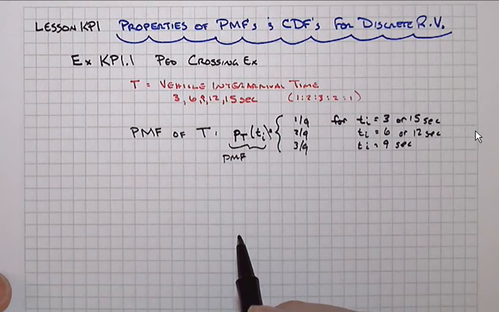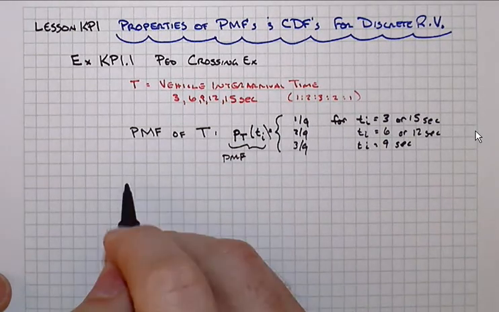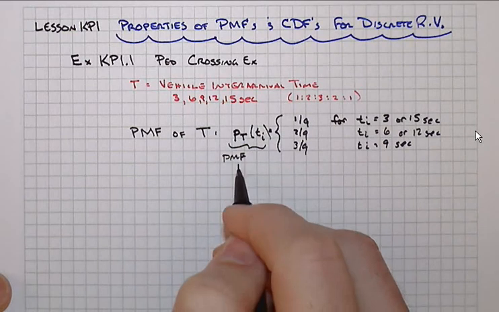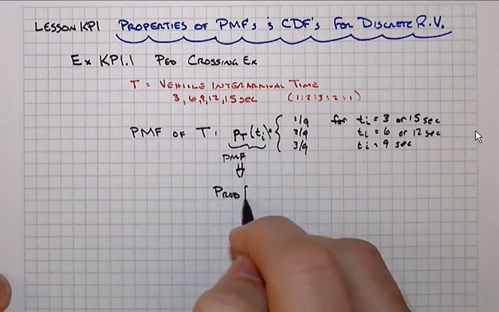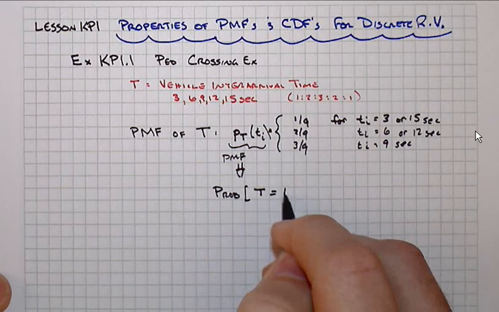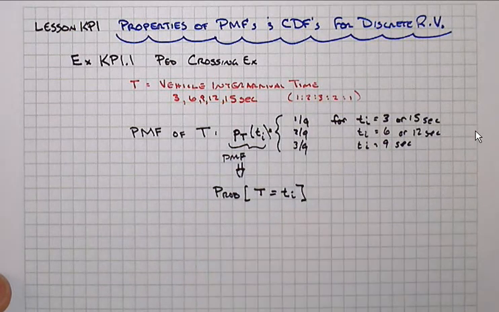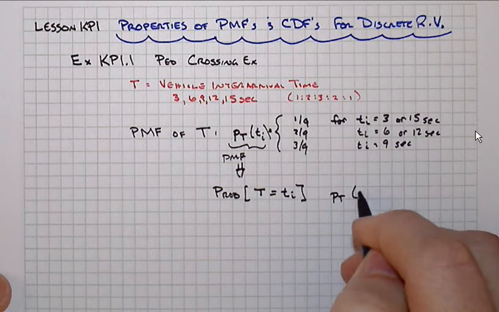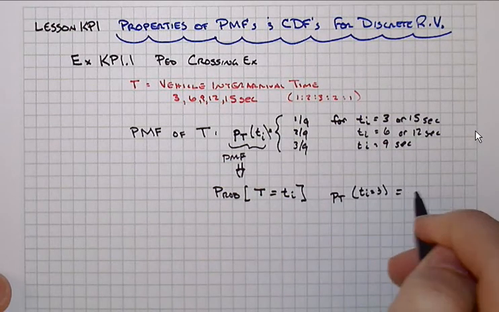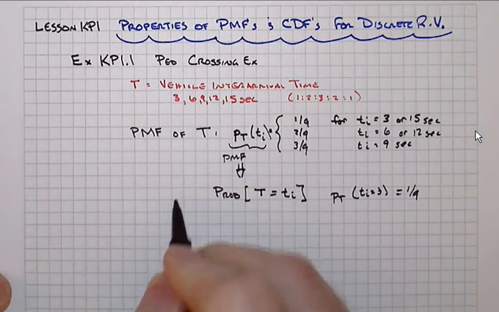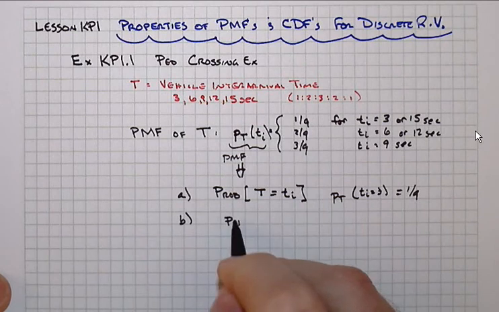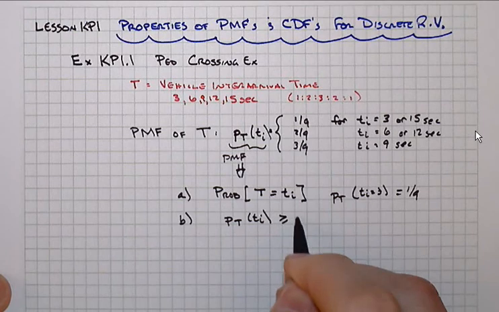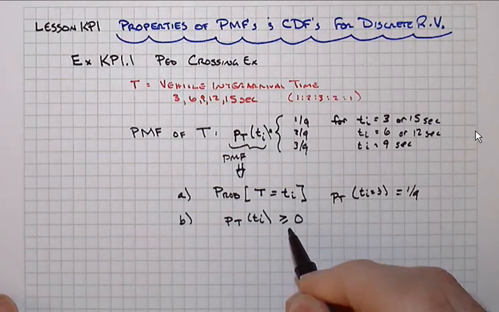Now, a couple of things to note here and some basic properties. This symbol directly means the probability that our random variable takes on a specific value. So, for example, p_T of Ti equaling 3 was equal to 1/9. Another property is that each and every one of the probabilities is greater than or equal to 0, and that has to be true. There's no such thing as a negative probability here.